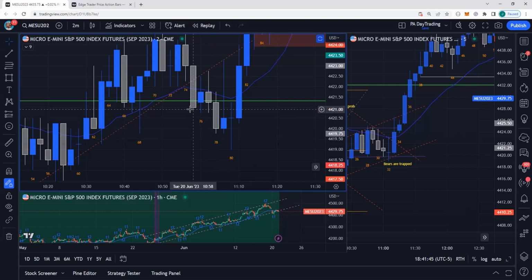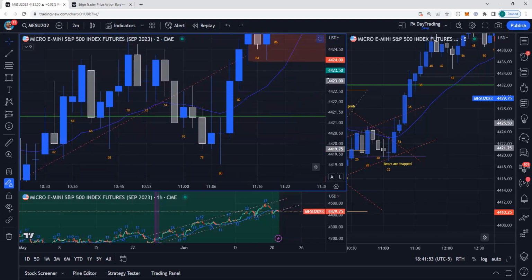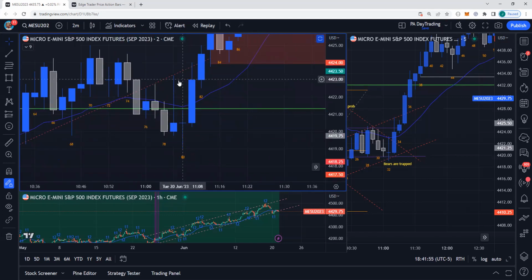So here's another what we call a second entry short. So this is the first entry short. This is the second entry. No, sorry. Yeah, this is the first entry short. This is the second entry short. But what happens is we get this giant bar here that seemingly rejects off this EMA, but it's a bull bar, and it doesn't necessarily close on its high, but it closes close to the midpoint of this bar.